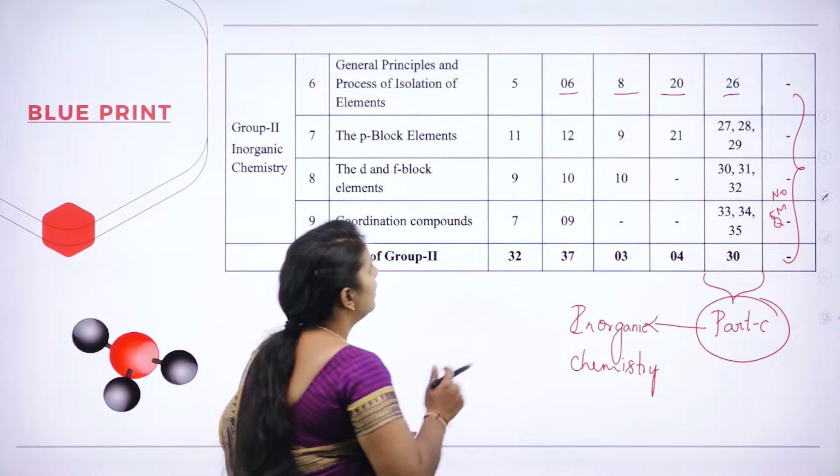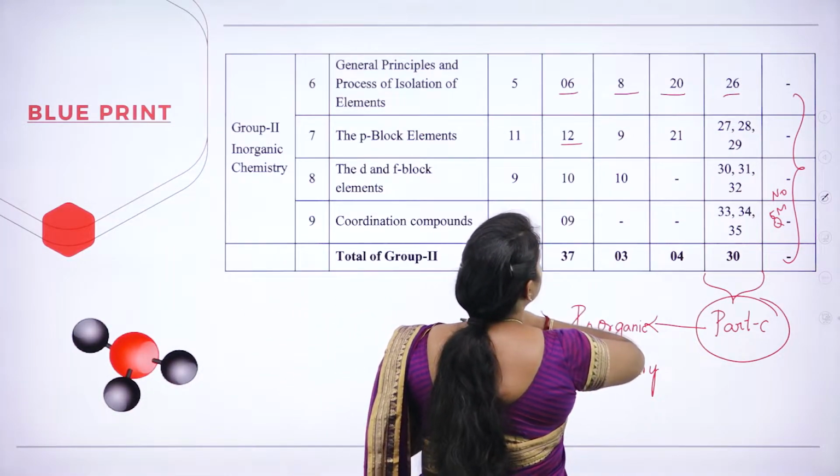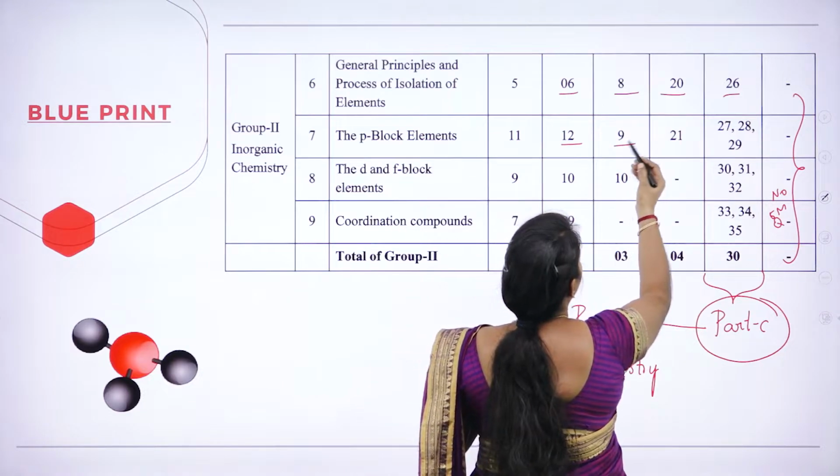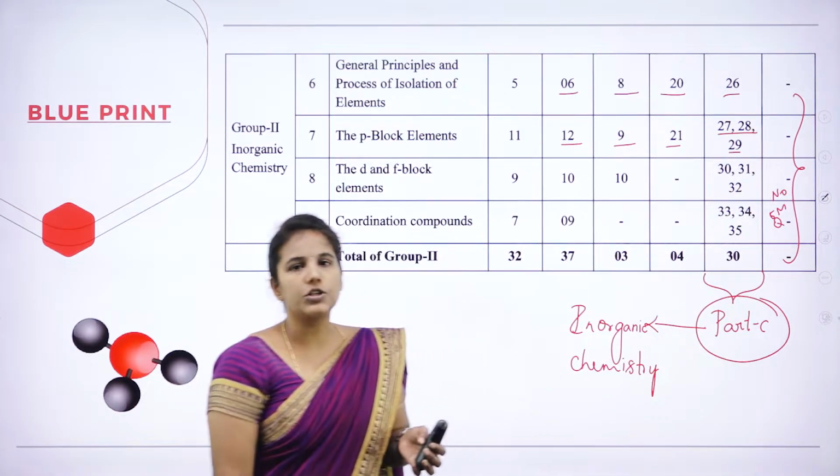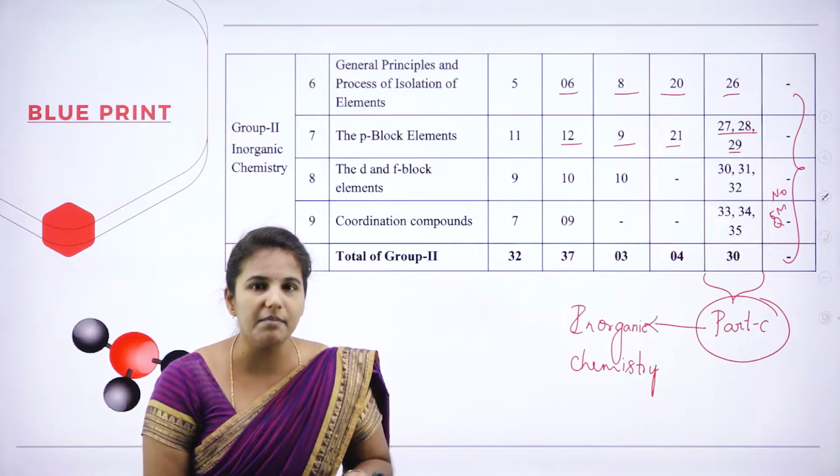Then coming to the p block elements, that is unit 7. From this unit, we can expect 12 marks, and there is a 1 mark question, 1 2 mark question, and you can see that there will be 3 questions of 3 marks.